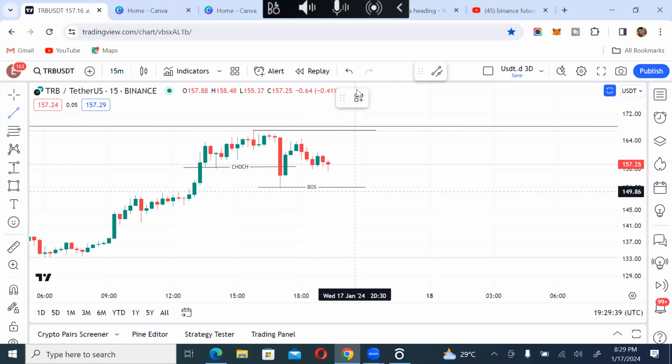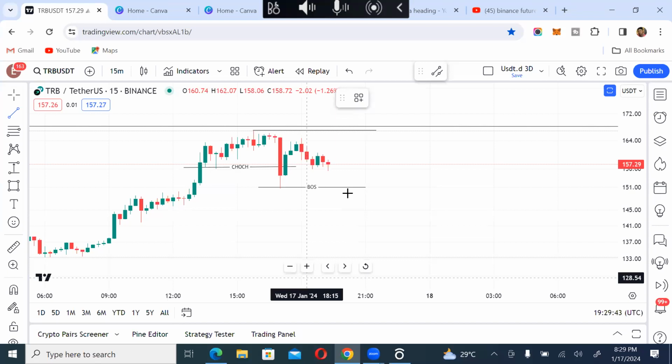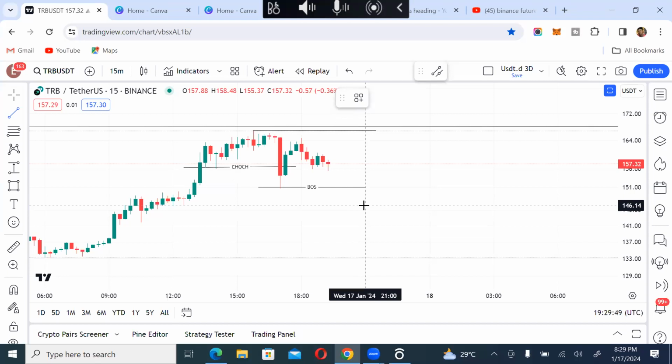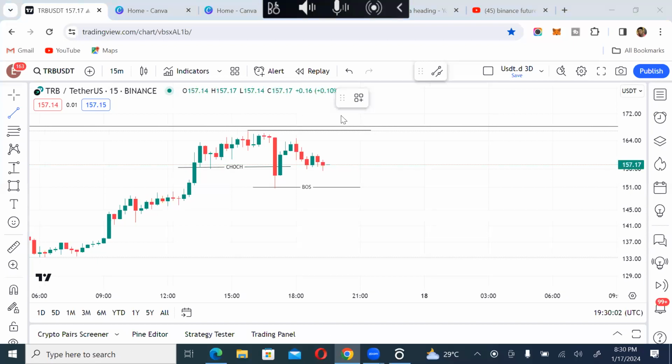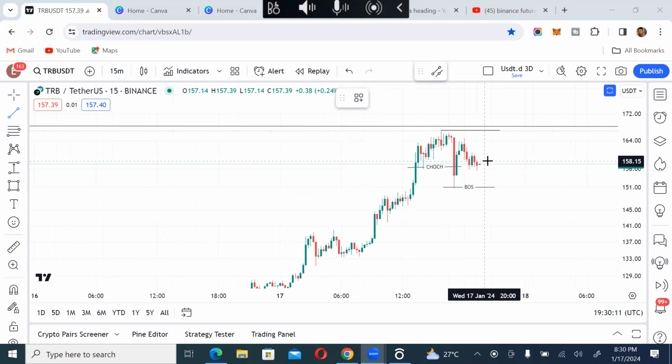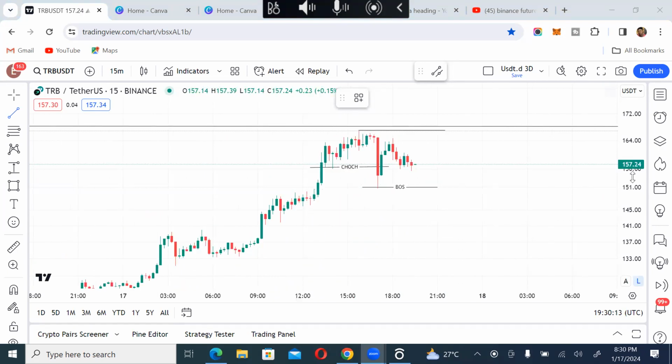So we wait for this change of character to be broken down again to confirm that, oh yes, the market is going to tank down. All right, so basically, that is what we're going to be doing for TROB.